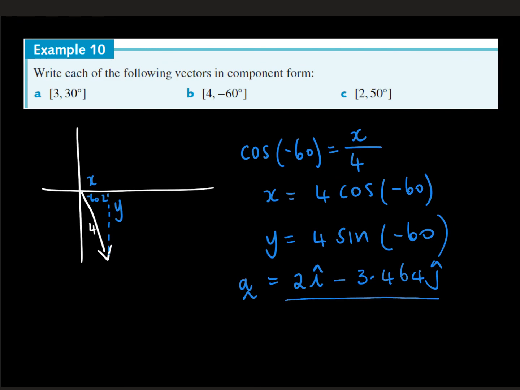Now remember, if it's negative 60, we want to retain that negative if we're just typing it in. If you don't want to type in the negative, you just have a think about it. The x is going to be positive, the y is going to be negative. Now it says here that it's negative 60 degrees. It would be exactly the same if you did cosine of 300 degrees, because remember, if we come around that way, that's going to be 300 degrees. So either of those will work.